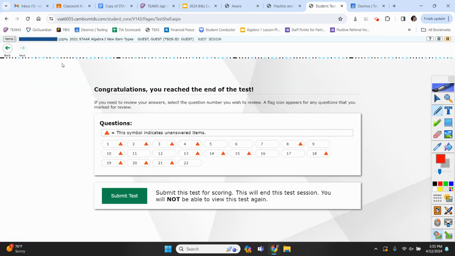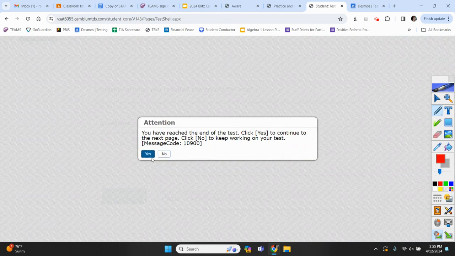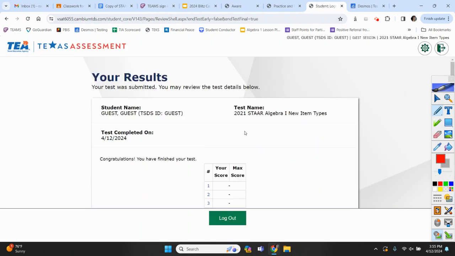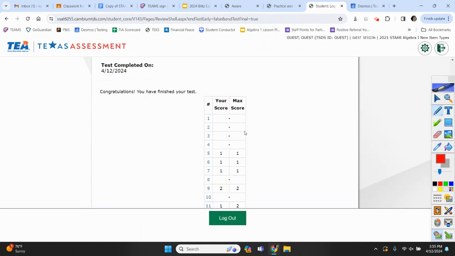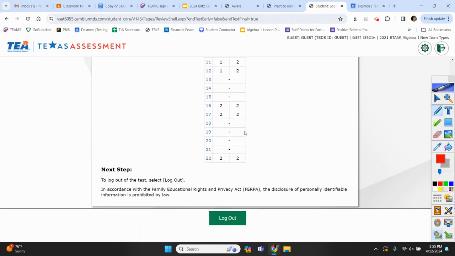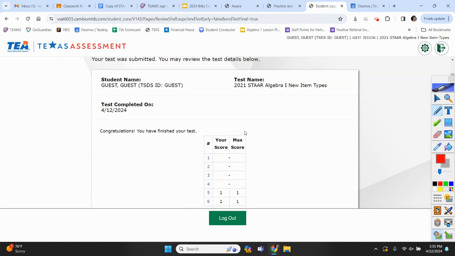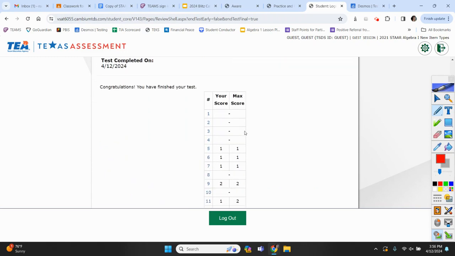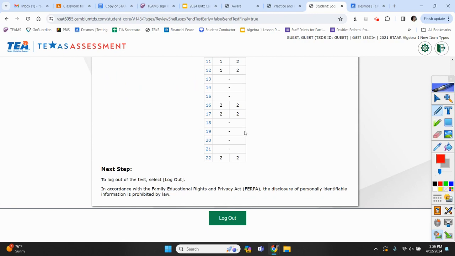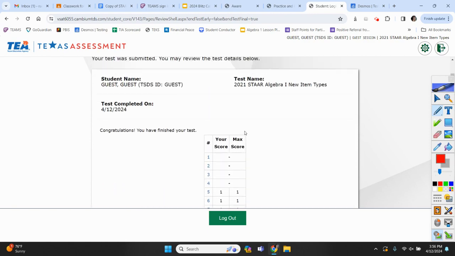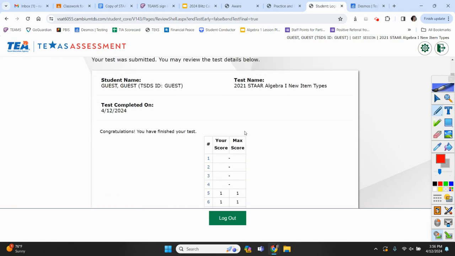I have some not answered, obviously, but once you click submit, it will show you a score. There we go. So does it tell you? It doesn't give you a percent or anything. But if you want to write at the bottom of your paper how many you got wrong, that would be helpful.